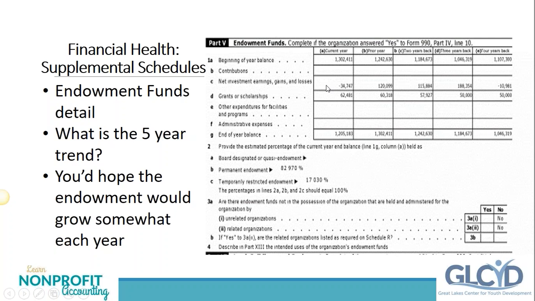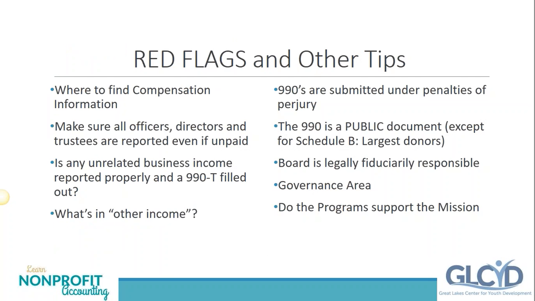But if you look up here, there was a loss in investment earnings, gains, and losses, and that's usually the culprit in why an endowment decreases. It is totally based on the market usually. But it's good to see that they're pretty level and growing mostly over the years. And let's see. So we'll move on to the last section, which is red flags and other tips.